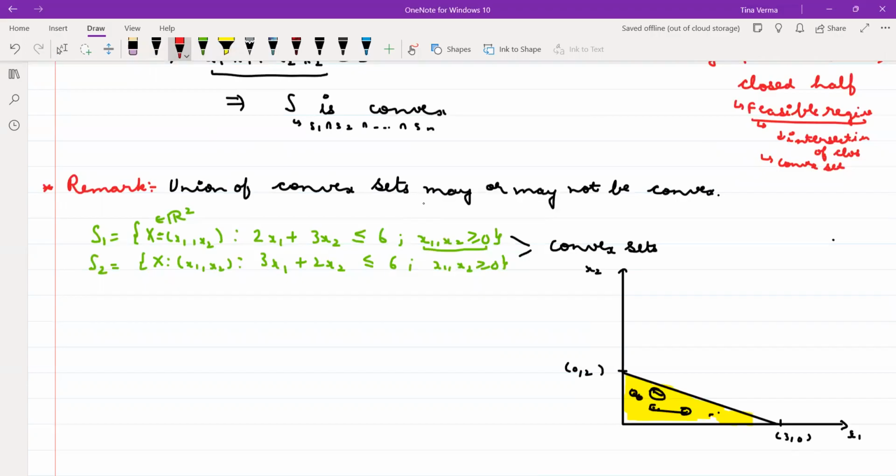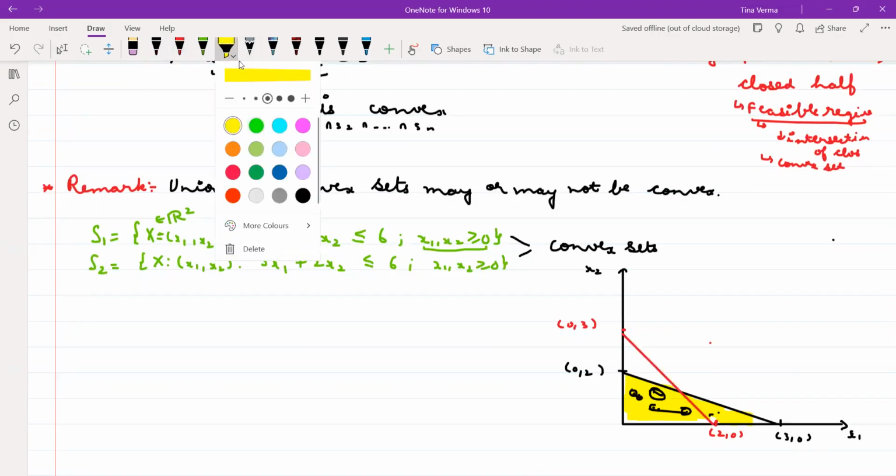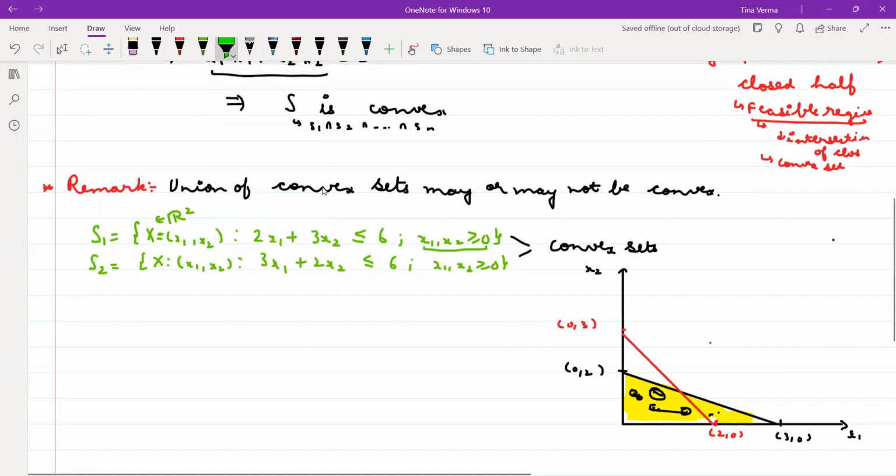So if you want to plot your S2, if you take the points, it will give you 2, 0, right? And it will give you the point 0, 3, right? So if you join them by a line, it will be a line like this, right? And you can notice over here that this is the feasible region for your S2, right? And this set is also convex. You can take any 2 points anywhere and it will remain in that.